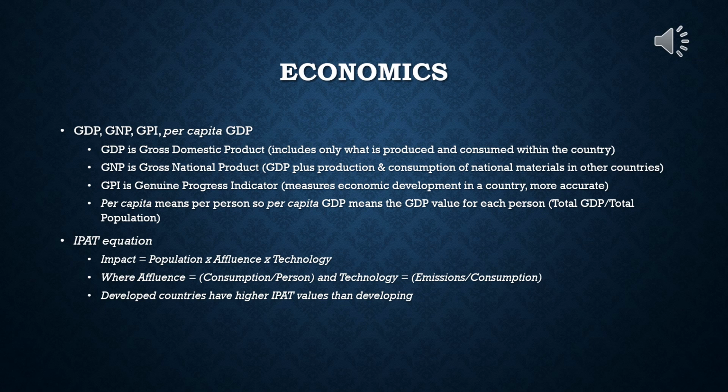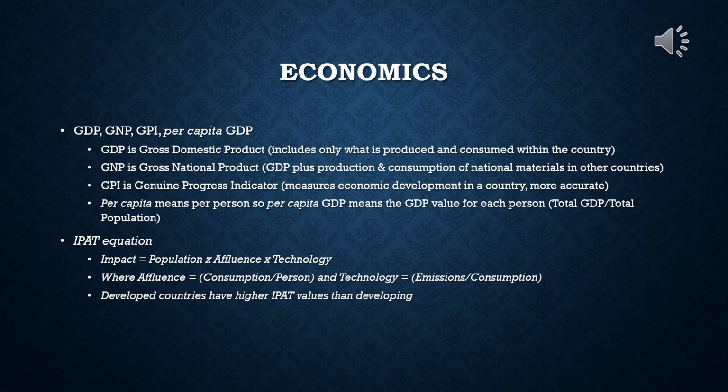The GPI is a new way that has been indicated to really measure whether or not a country is considered developing or developed. GPI is called the Genuine Progress Indicator. This measures economic development in a country, which is often a more accurate reflection of its progress through demographic transition and its development into a fully developed country.